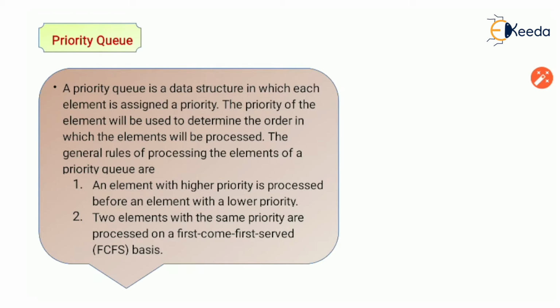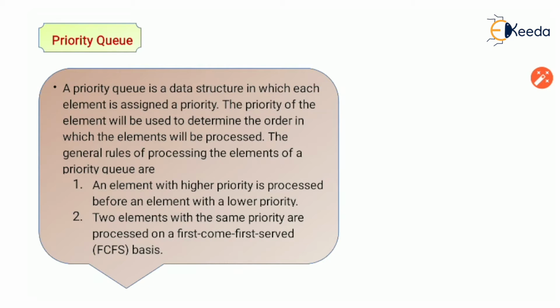So the general rules of processing the elements of a priority queue: as we are designing the priority queue, what type of rules do we have to consider? The first rule is that an element with higher priority is processed before an element with a lower priority, as we have to consider the priority concept. So we obviously follow the element which has the highest priority.